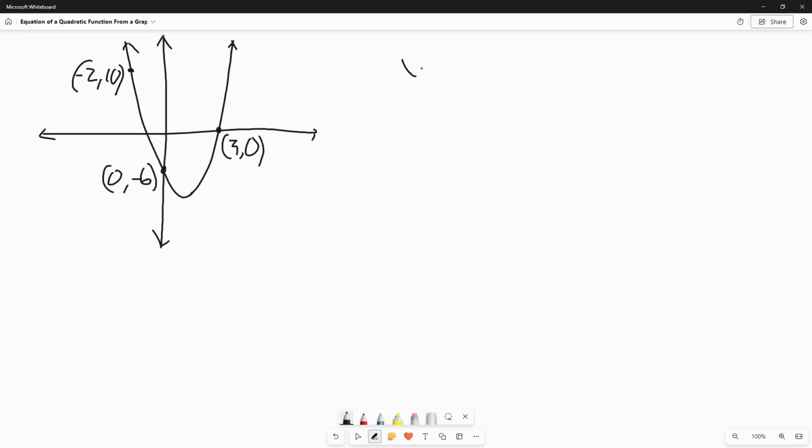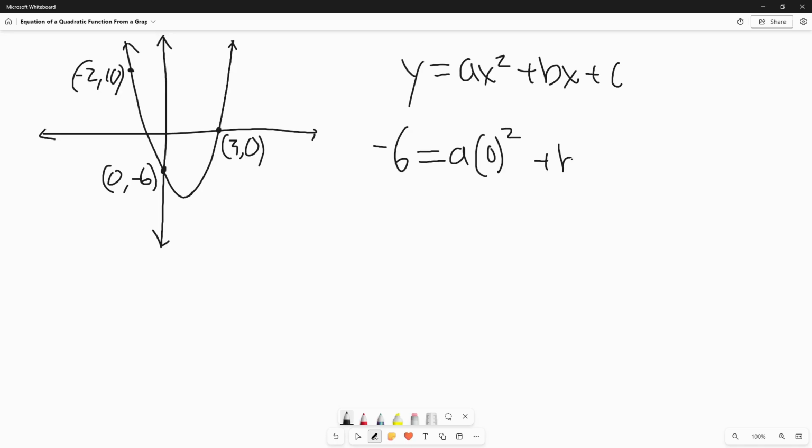Well, first, let's write out standard form for a quadratic. y equals ax squared plus bx plus c. And so we need to find a, b, and c in order to complete this. So first, let's just plug in some of the points. Let's try the y-intercept first. (0, -6). So plug in 0 for x and -6 for y. So -6 is equal to a times 0 to the power of 2 plus b times 0 plus c. And this is just -6 is equal to c.